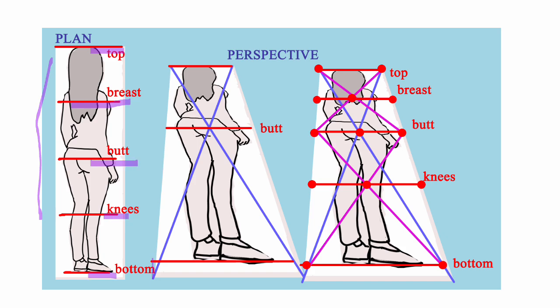And then draw your trapezoid and find its middle using the blue diagonals. And that will give you the middle line here, which happens to be the butt line. Then find the middle of each one of these rectangles, and that will give you the breast line here. And if you find this middle, you'll find where the knees should be.